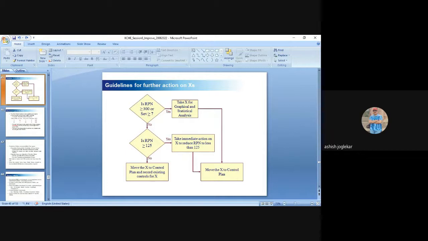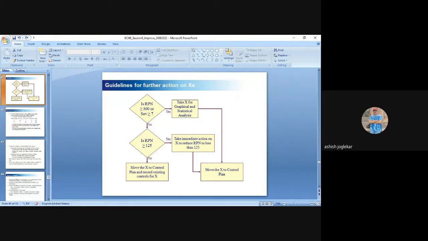And do the multiplication of S into O into D. So if the RPN number, or the risk priority number, which is the product of S, O, and D, comes above 300, or if there is a severity rating which is more than 7, then you have to take the control or action on the excess.